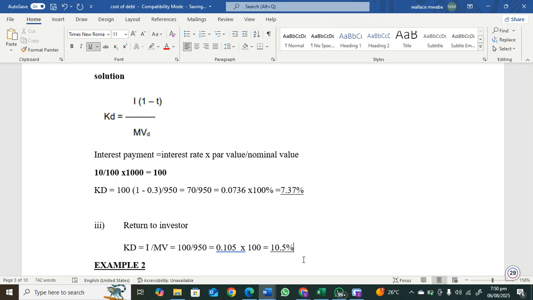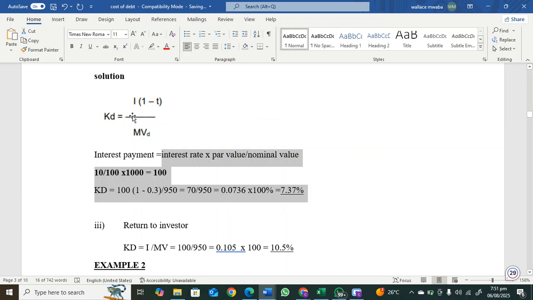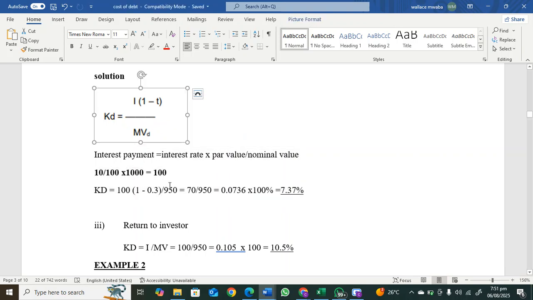So, as I said, this one was just for your general knowledge. You rarely see these ones here. What you'll be examined on is the after-tax cost of debt for the company. So this is the one you must focus on most. The after-tax cost of debt for the company. Okay. Any questions before we move further?